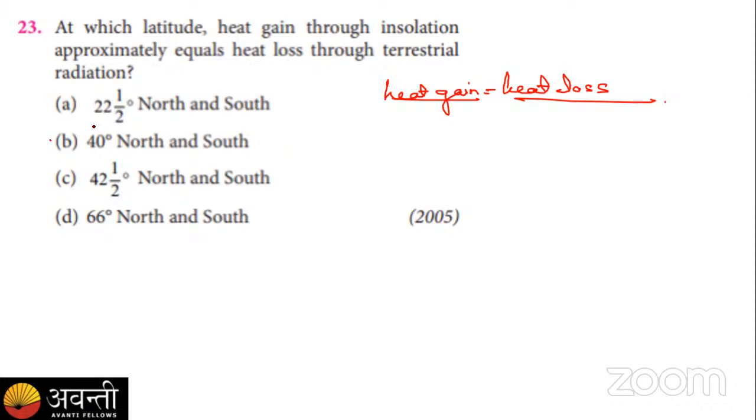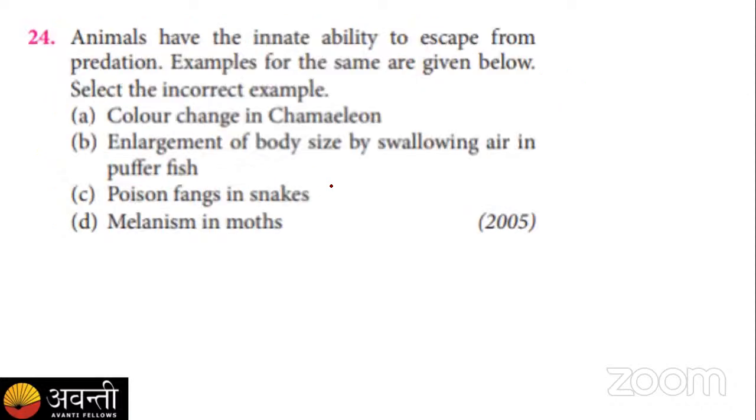Right. So the answer is option B, 40 degrees north and south. This is the place where we have a moderate temperature. An equal amount of heat loss and heat gain is possible. Okay. So the second last question for today.